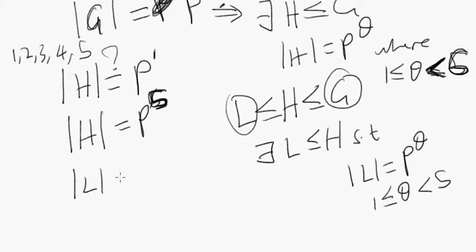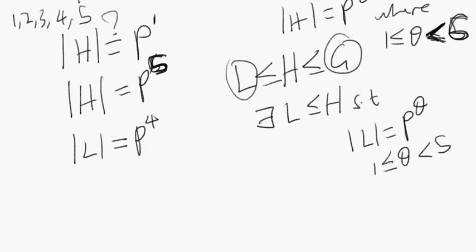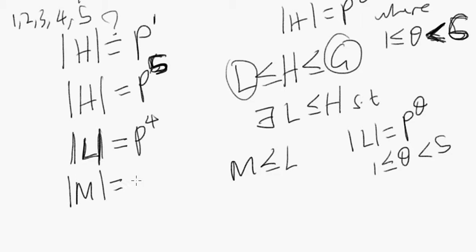Well, could the order of L be, let's say, p to the 4? Is that possible? If the order of L is p to the 4, and our theorem is guaranteeing us that there must be, right, if L is a subgroup of H, doesn't that mean that L is also a group? And if the order of L is p to the 4, aren't we also guaranteed then that there exists some M subgroup of L such that the order of M equals, let's say, p to some power less than 4, maybe p to the 3?